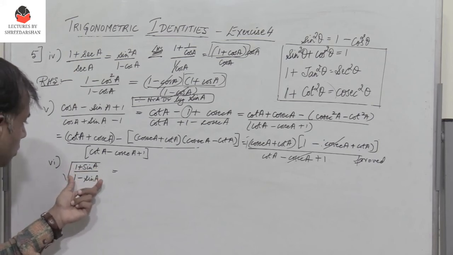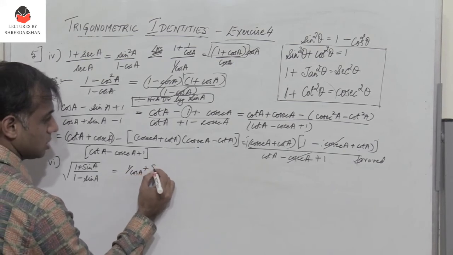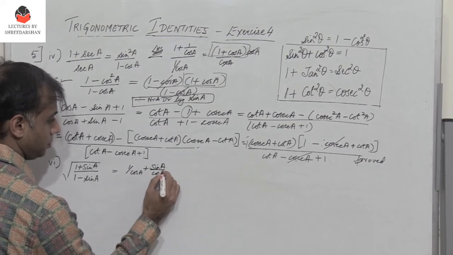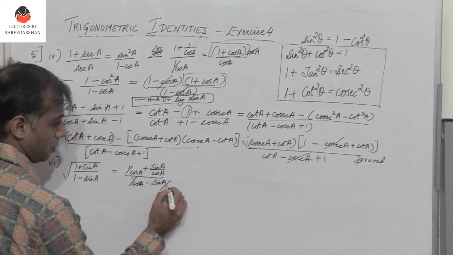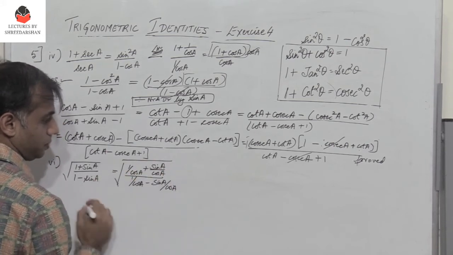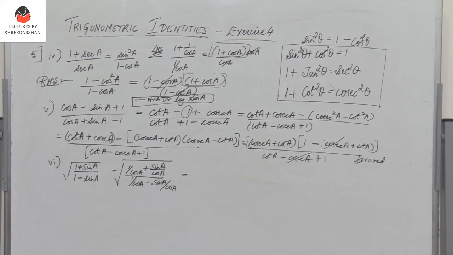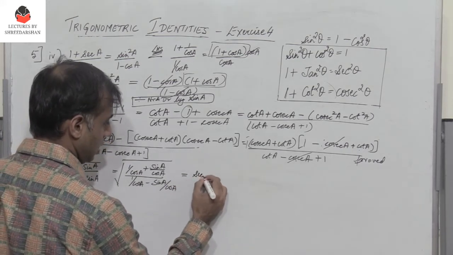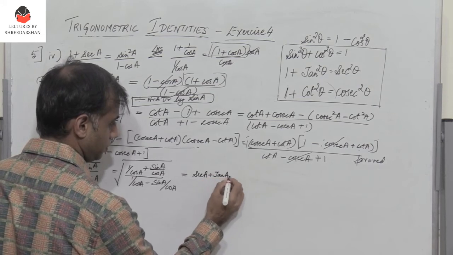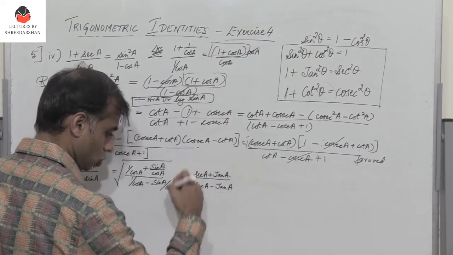So let me divide the numerator and denominator by cos A. So I get 1 by cos A plus sine A by cos A divided by 1 by cos A minus sine A by cos A, the whole root. So what have I got here? I've got tan A plus secant A, and denominator is secant A minus tan A. So we have secant A plus tan A, and then here I have secant A minus tan A, the whole root. Okay?